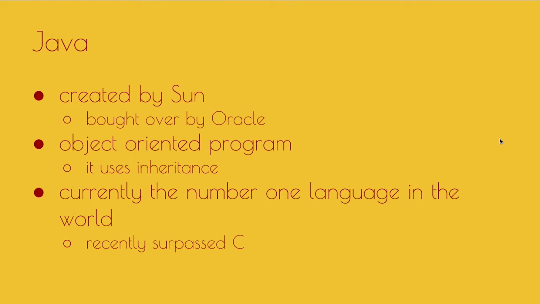Now let's talk about Java as a language. Java was created by Sun Microsystems, which later got bought over by Oracle. It is an object-oriented programming language. It uses inheritance, which we will not go over right now, but you should keep that in mind.